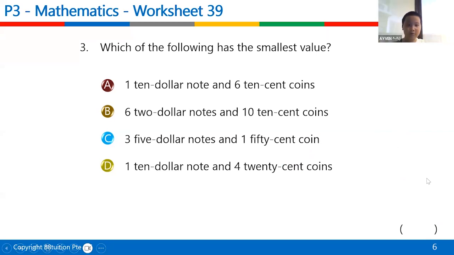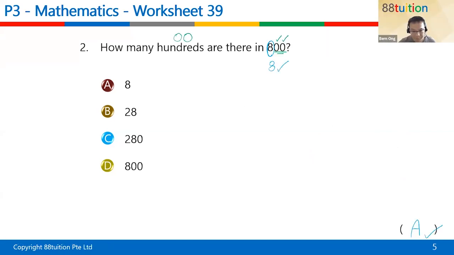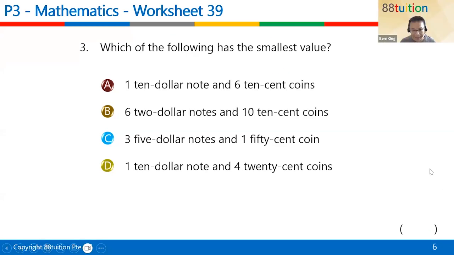Question 2. How many hundreds are there in 800? There are 8. Done. Okay, very good. So which of the following has the smallest value? Children, can you see, sometimes I try to underline all the key important words of the question, so that I try to avoid carelessness again. Ready? Which of them has the smallest value?